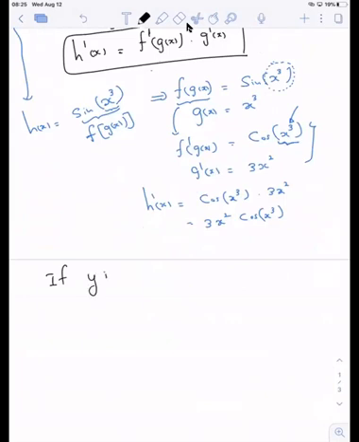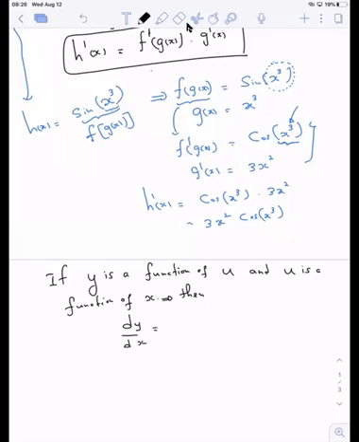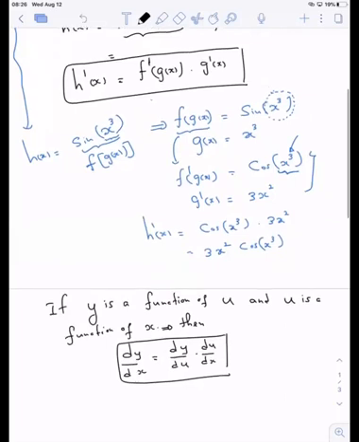If y is a function of u, and u is a function of x, then you can write this as dy over dx equal dy over du times du over dx. Basically, this is the same thing as what you have in the other expression, right? So you will understand it.